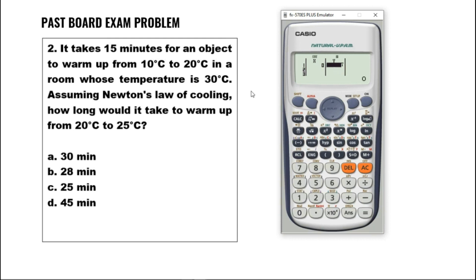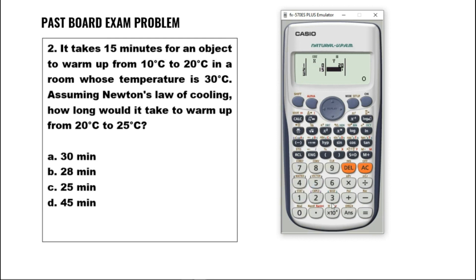Time 0, you have here 10 degrees C. So ang mauuna natin guys is temperature ng surrounding minus yung given temperature natin at initial. So that is 10 degrees C. So at time 15 minutes, naging 20 degrees siya. So nag-warm up. So at time 15, 20 degrees C.